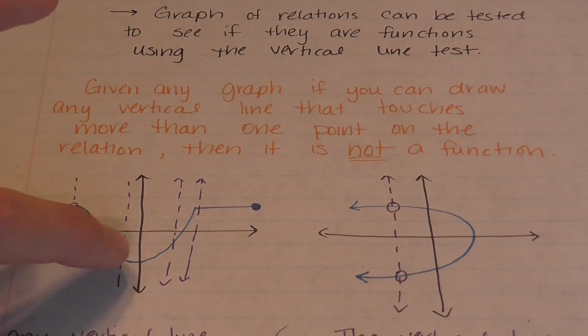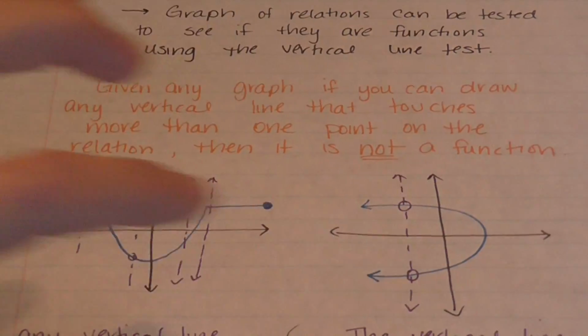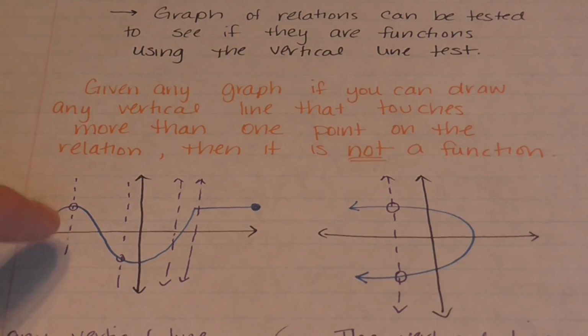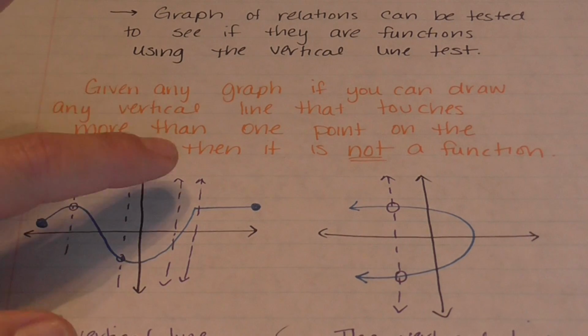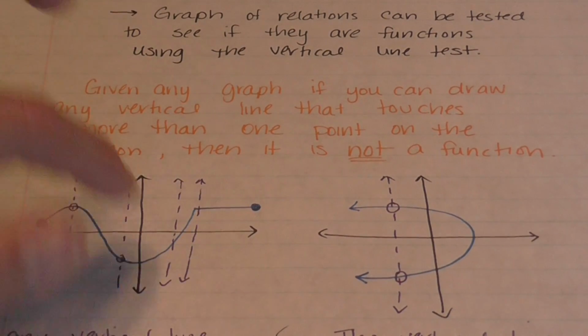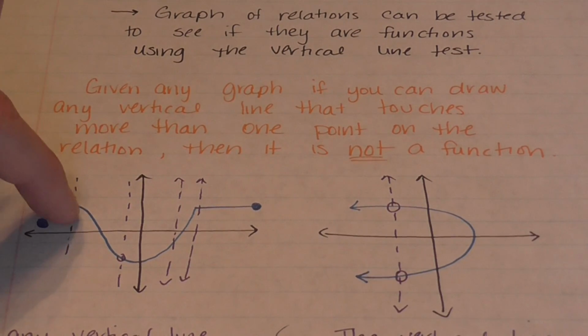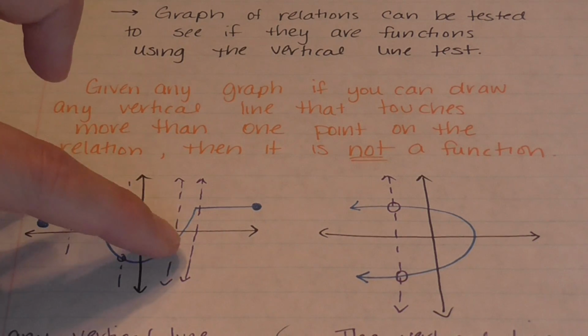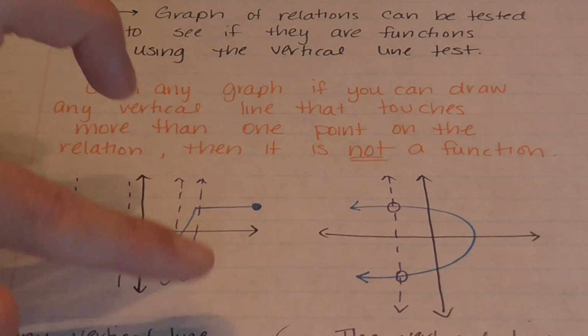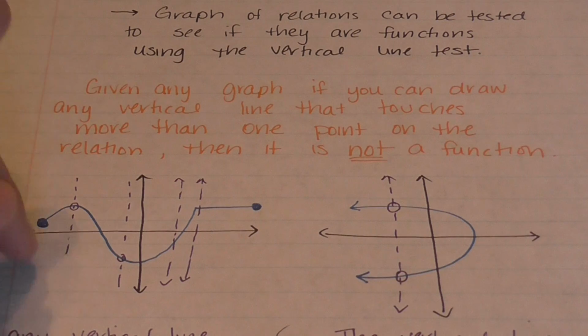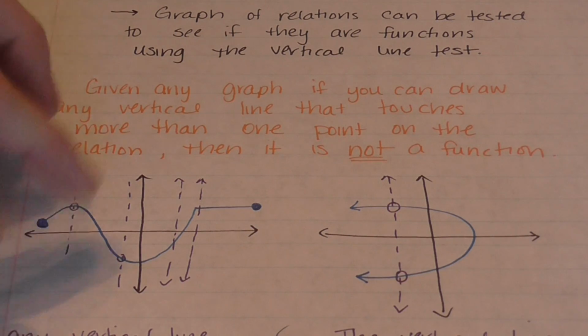So let's compare these two. I have this relation drawn here, and I have this relation drawn here in blue. And then I've used the purple to do some vertical line tests. So for this one, no matter where I drew a vertical line, it only touched the graph in one spot. One spot there, one spot there, one spot there, one spot there. I can't draw a vertical line that touches the graph in two places.